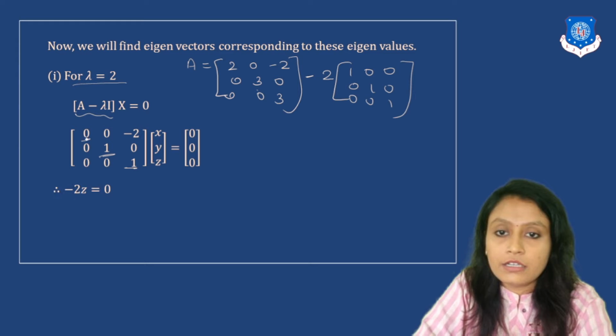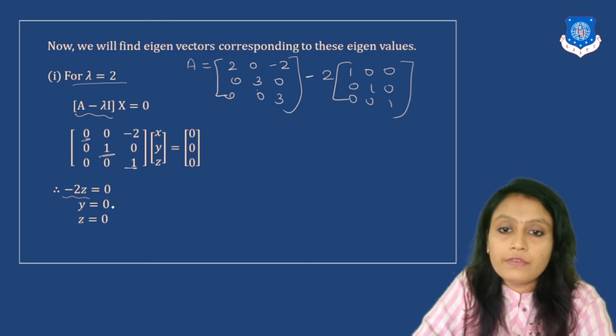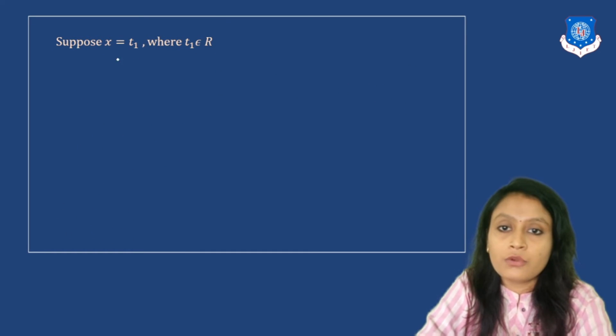So you will get here 0x plus 0y minus 2z equal to 0. From the second row we will get y equal to 0, and from the third we will get z equal to 0. Now we have the values of y and z, that is 0, but we don't have the value of x. So let's suppose x is equal to t1, where t1 belongs to R.